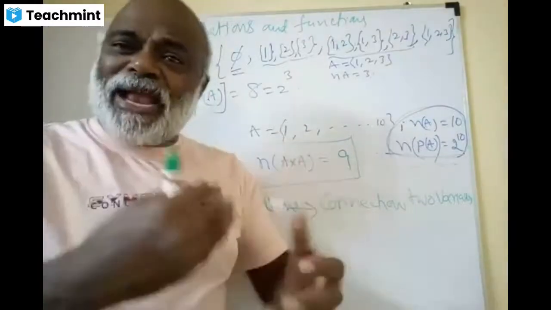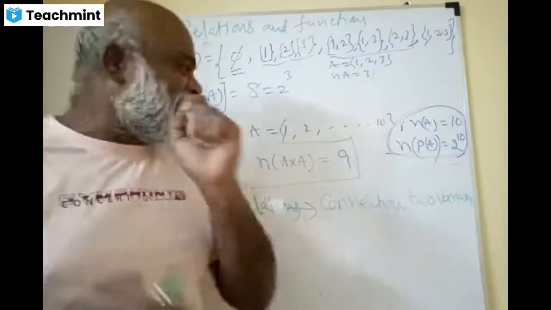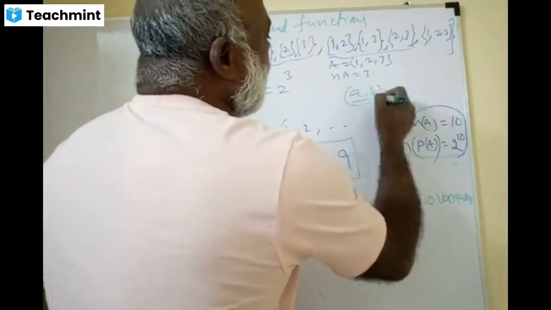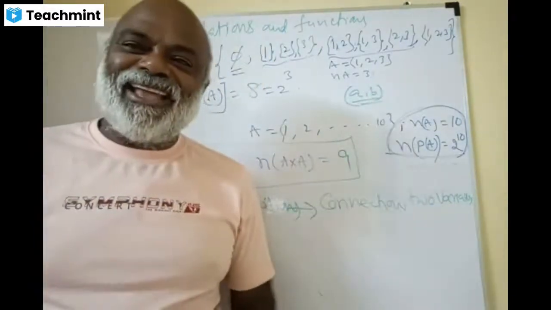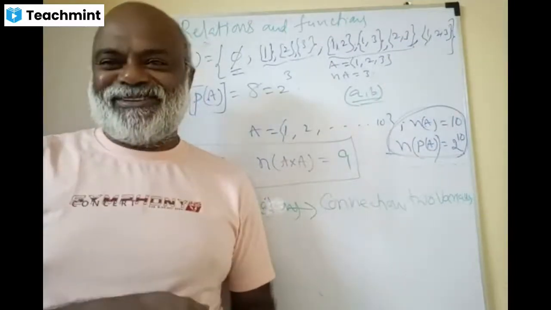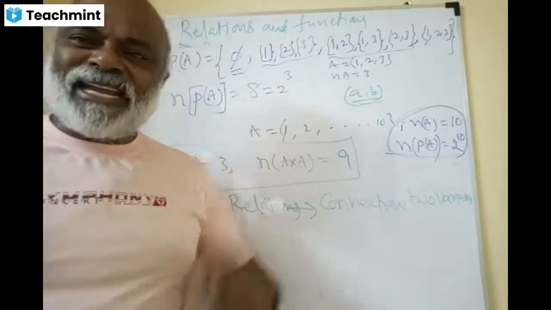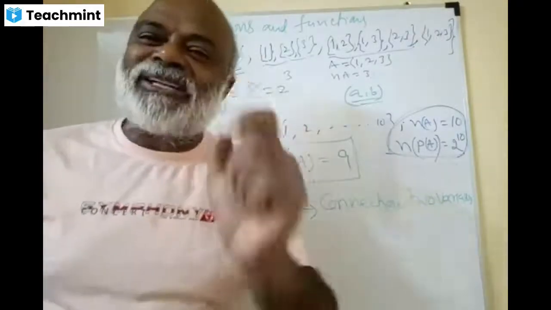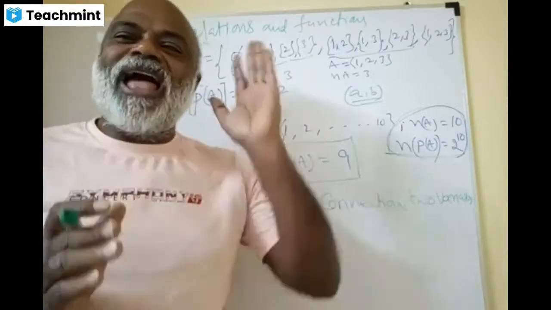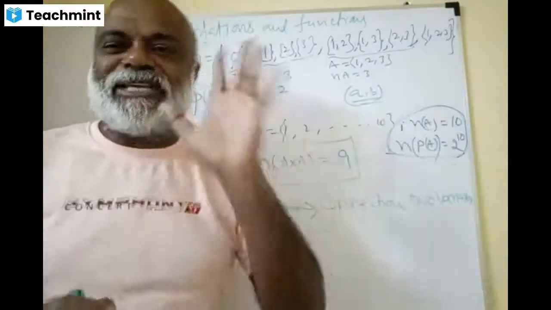Friends, you will understand slowly why we defined the Cartesian product of two sets. Cartesian product of two sets, you have got it: a comma b, an ordered pair, you got it. Now we are talking about two elements, relation between the two variables. So to talk about the relation, you want two variables, in the ordered pair form. That is why we have defined the Cartesian product of two sets before the relations.